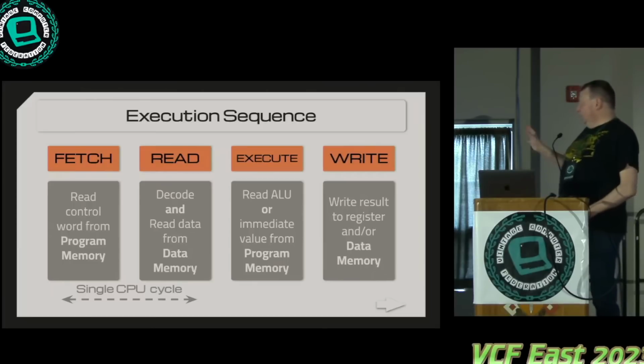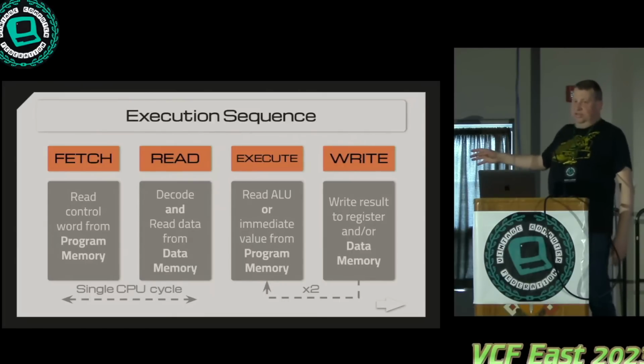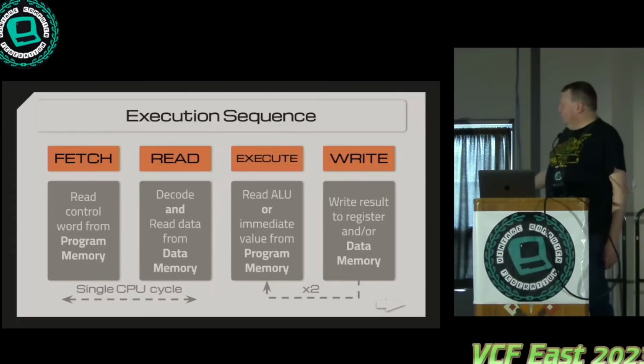So if we're going to update the memory, we need time to do that. And if we're doing this sort of 2-cycle ALU operation, we have to do that twice. So that's 2 of these CPU cycles. But you might notice that we're doing program, data.